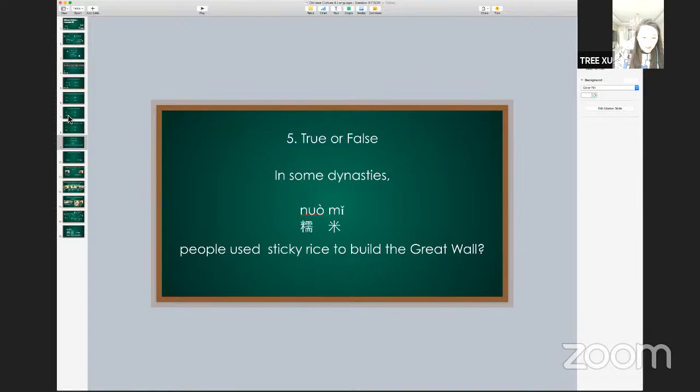Yes, we do use sticky rice to build the Great Wall. 2,000 years ago, people were very clever. They used sticky rice and mud to build the Great Wall. And you can tell from the name, sticky rice is sticky. So once it was built, it dried out. It was so solid that a sword or an arrow couldn't penetrate it. So we used it for the construction.